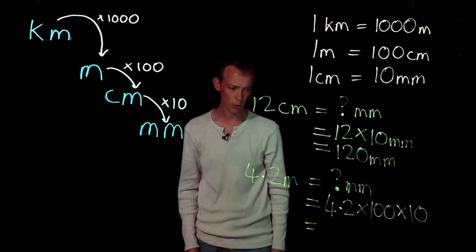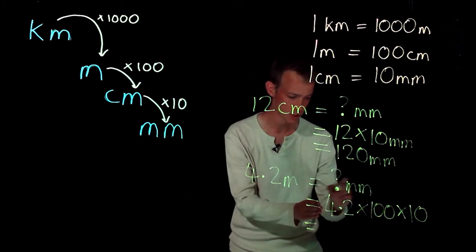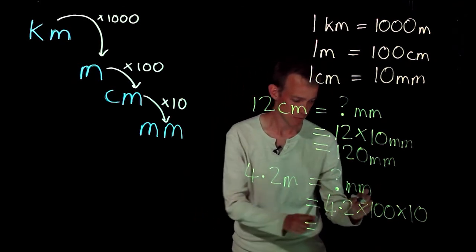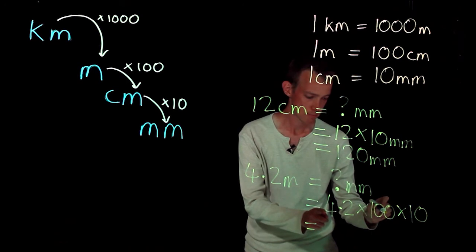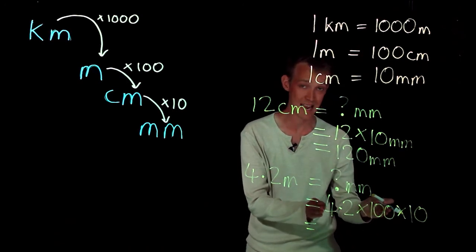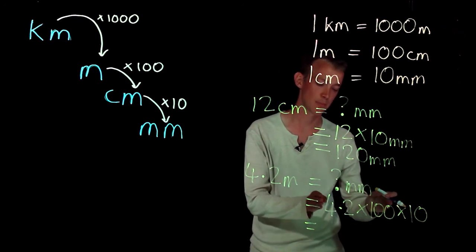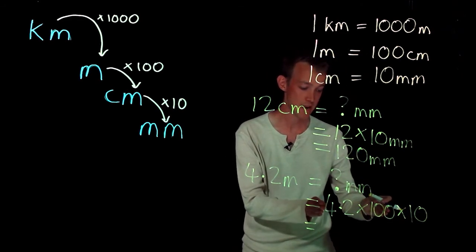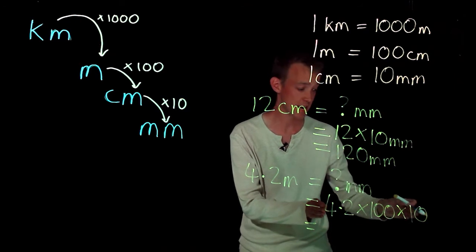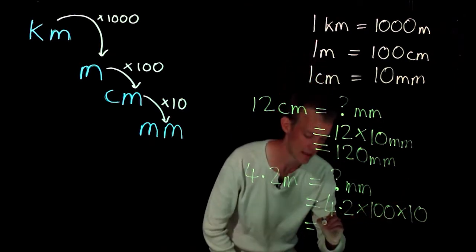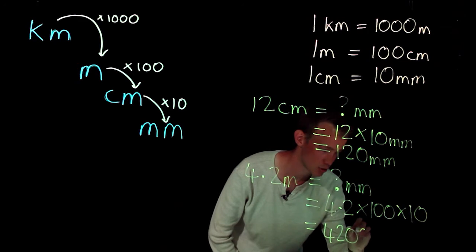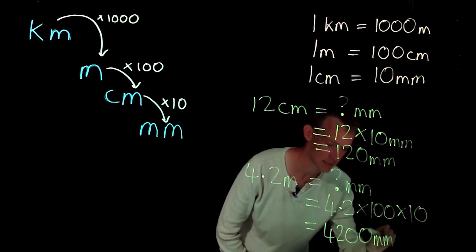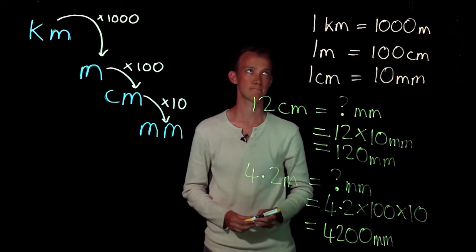Okay, well, if I first of all think about this section, 4.2 multiplied by 100, if I multiply this by 10, I'll get 42. If I multiply it by 100, I'll get 420. I then need to multiply that by another 10, this 10 on the outside. So I'll have 4,200 millimeters is equal to 4.2 meters.